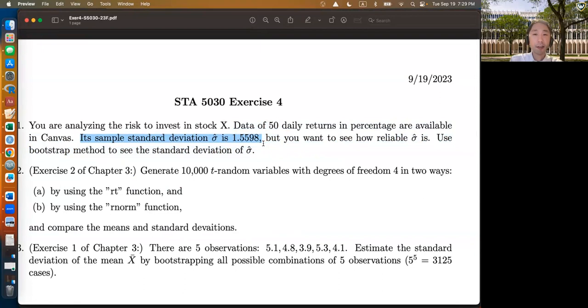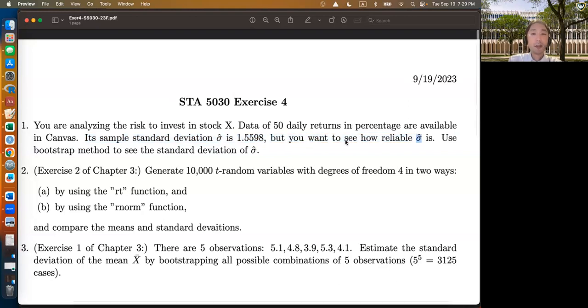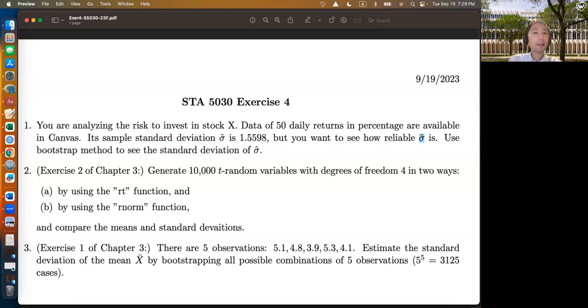Typically, this stock has a standard deviation of 1.55. So maybe sometimes the daily return is positive 1.55 percent, sometimes negative 1.2. Then we want to see how reliable this standard deviation is. So just calculate, based on the bootstrap method, the standard deviation of sigma hat. So how reliable is this standard deviation?